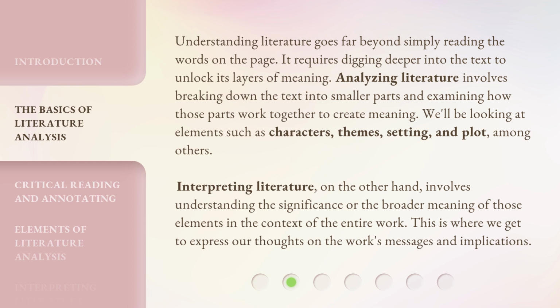Understanding literature goes far beyond simply reading the words on the page. It requires digging deeper into the text to unlock its layers of meaning. Analyzing literature involves breaking down the text into smaller parts and examining how those parts work together to create meaning. We'll be looking at elements such as characters, themes, setting, and plot, among others.